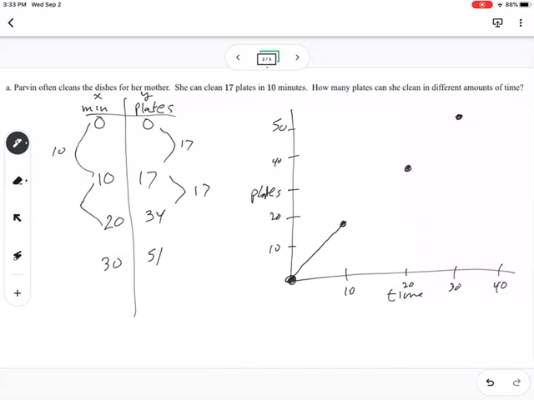And what you see here is, if you're at all careful in your graphing, you'll end up with something that is a straight line. And that, again, is because we assume that it's at a constant rate, meaning it's going to be changing at the same rate each time. Okay, that's A.